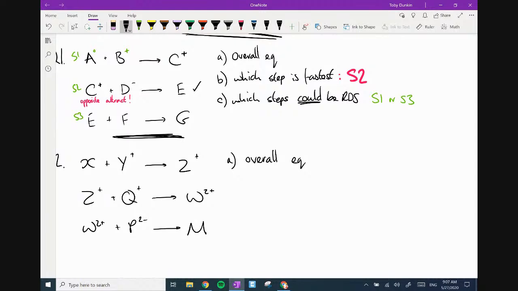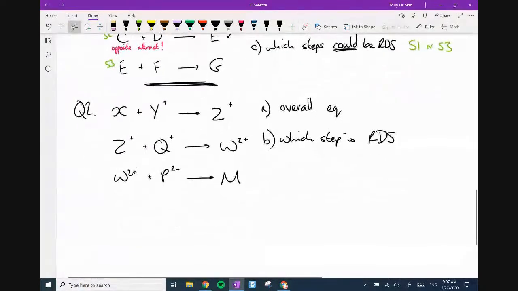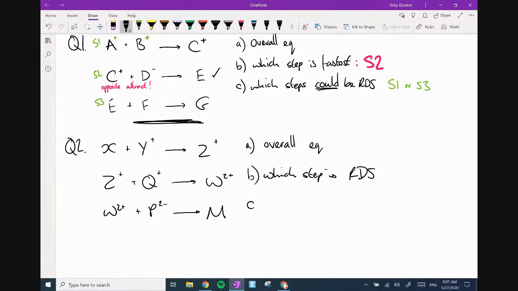B would be which step is RDS. Now, notice the subtlety in the change. This is not saying which one could be. It's saying which one is. So that means there's only one answer to this now. And then they could also say which step is fast, which step is quick. I'll put fastest. So one's asking for the slowest, one's asking for the fastest.